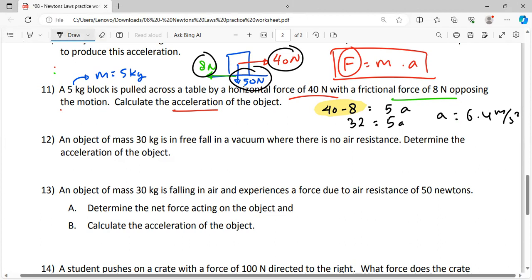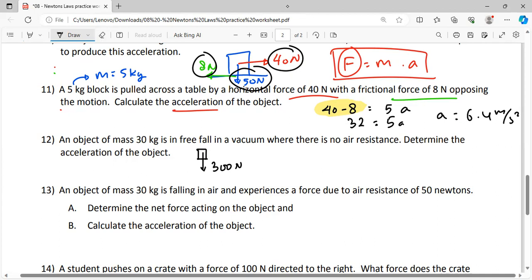All right, next. We continue with number 12. An object of mass 30 kg is in free fall in vacuum where there is no air resistance. Determine the acceleration of the object. If you draw, this is the weight. The weight is 300 Newton, right? Now determine the acceleration.